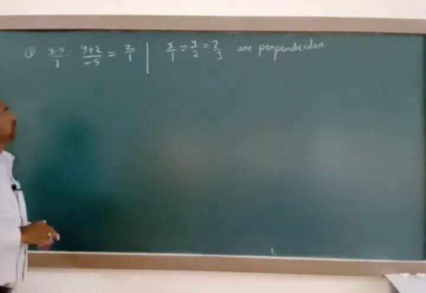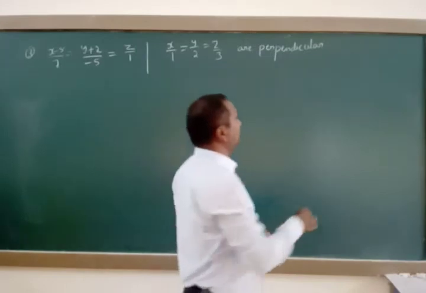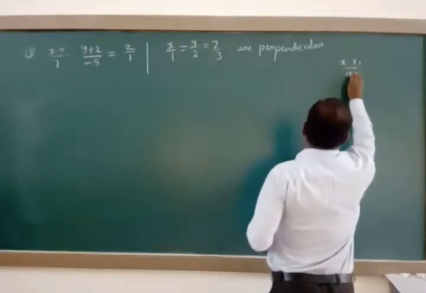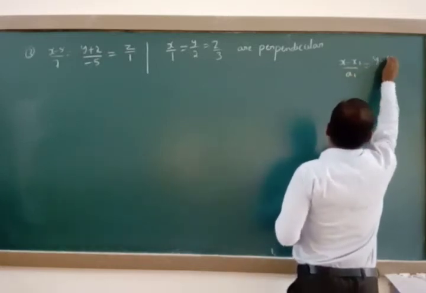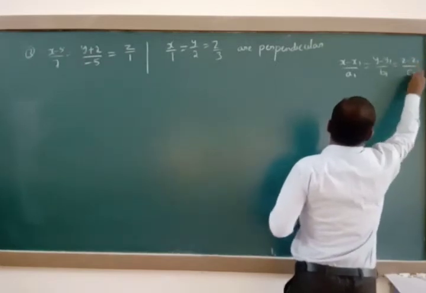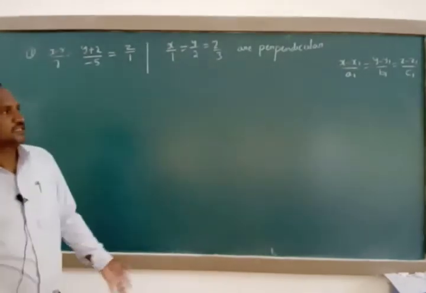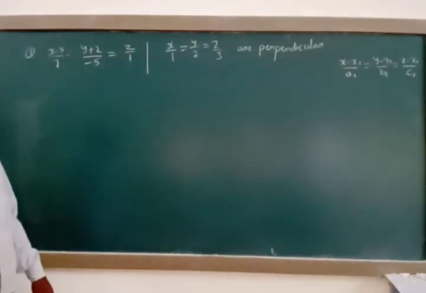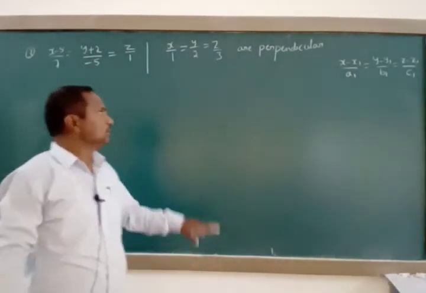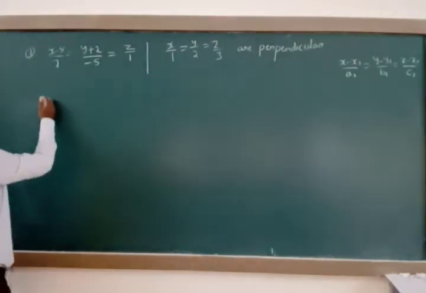Already I told you, whenever you see lines in Cartesian form, try to convert them into this form: (x minus x1) by a1 is equal to (y minus y1) by b1 is equal to (z minus z1) by c1. For the second line, (x minus x2) by a2 is equal to (y minus y2) by b2 is equal to (z minus z2) by c2. Like that, we must convert these lines into that form. The solution for this question is as follows.